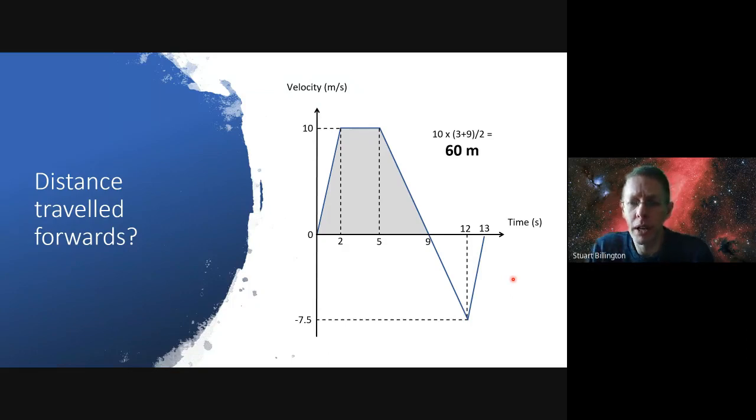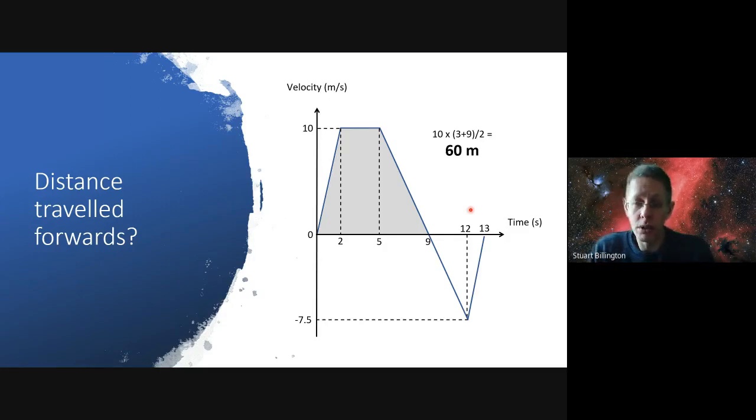So to work out the area of a trapezium, you average the parallel sides. So this one is 9. The one at the top is the difference between 5 and 2, which is 3. So the average of 9 and 3 is 6. And then you multiply by the height, which gives you 60.